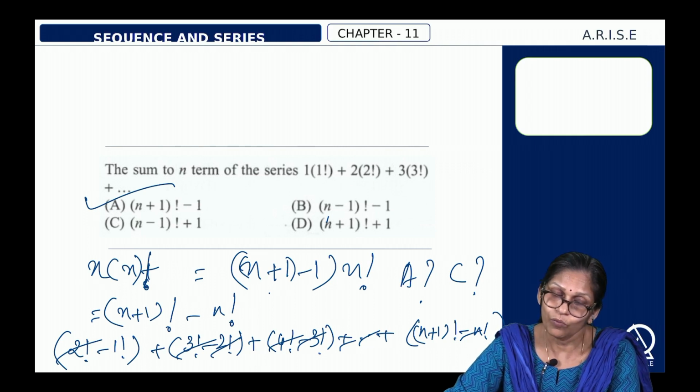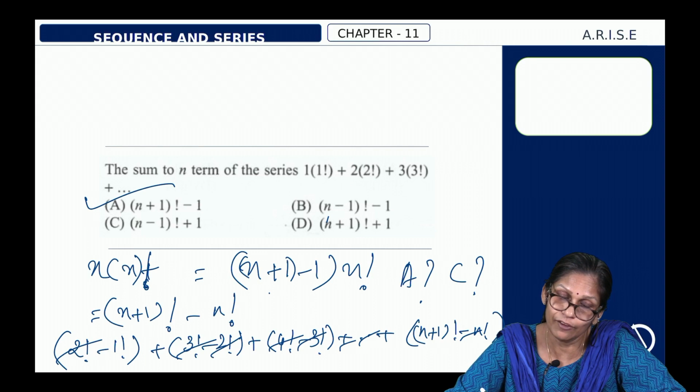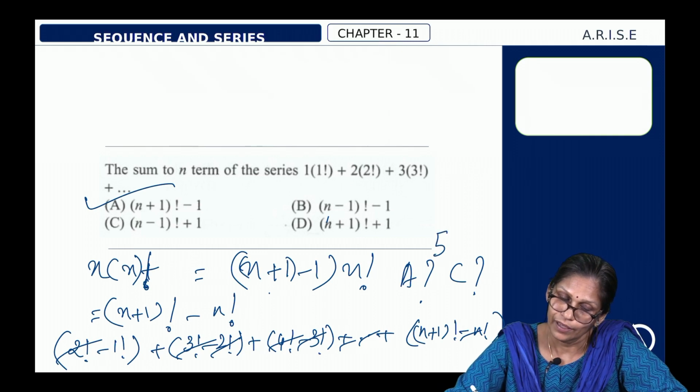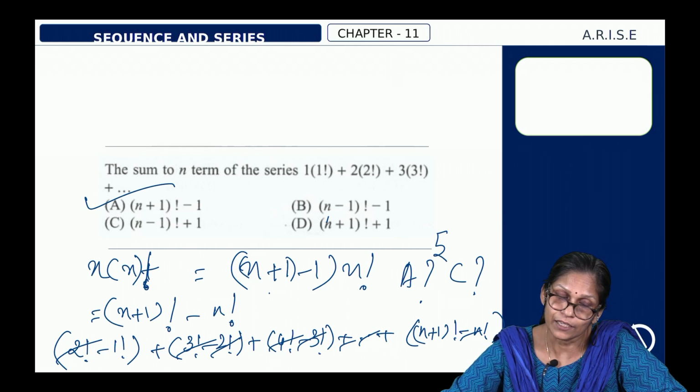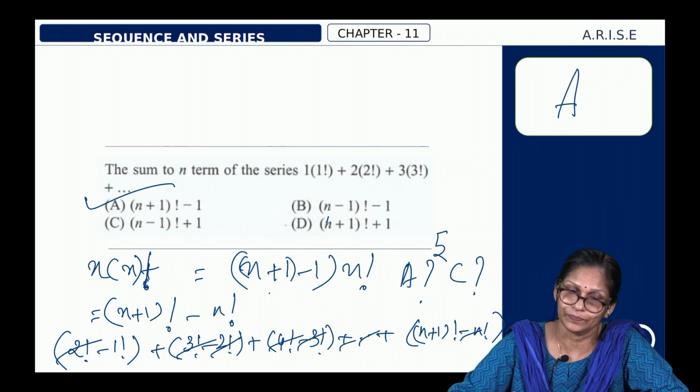So, now what about the sum to two terms? According to A, what would be your answer? 2 plus 1 factorial minus 1, 3 factorial minus 1, that is 6 minus 1, 5. And here also you know 5 is the answer, but what about here? It is 2 minus 1 factorial, that is 1 factorial plus 1, 2 would have been the answer. So, you are eliminating C also, option A is your answer.